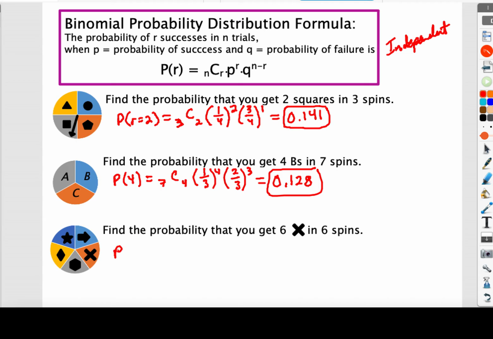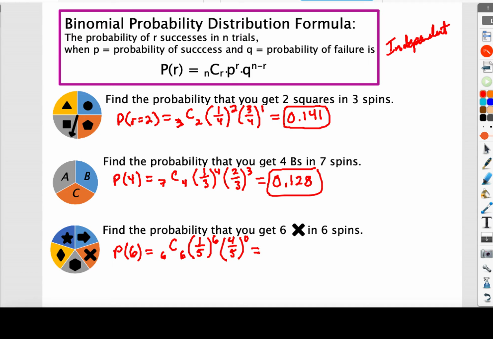Final scenario, we've got a spinner over here with 5 possibilities, but what's the probability you get 6 X's in 6 spins? So the probability of r equals 6. Well, in 6 spins, we're going to have 6 successful. It appears there's a 1/5 chance of getting an X. Again, it needs to happen all 6 times. And there is a 4/5 chance of not getting an X. But we don't want that to happen at all, right? 6 minus 6 being 0 chances of that.